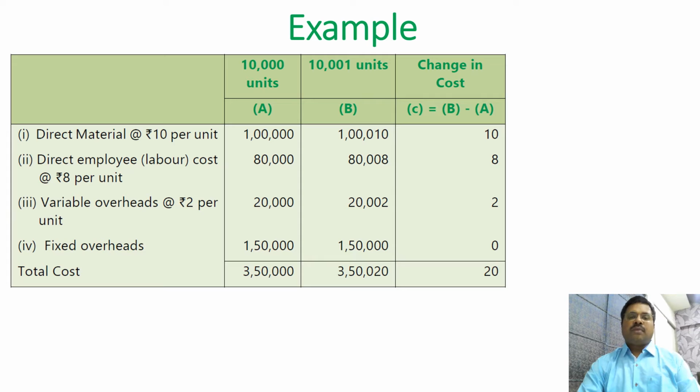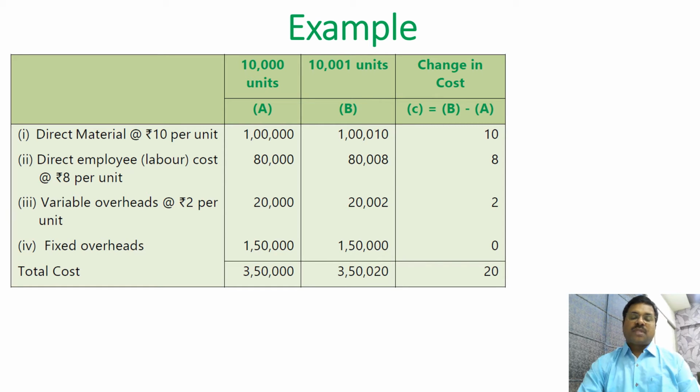Variable overheads, which is 2 rupees per unit, again it is variable in nature as the name itself describes. It is 20,000 rupees at 10,000 units and 20,002 rupees at 10,001 units. For every increase of 1 unit, the variable cost, that is direct cost and variable overhead, is increasing because it is variable in nature.